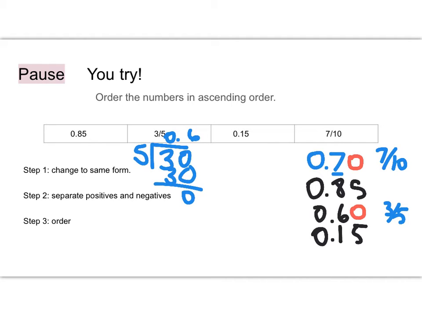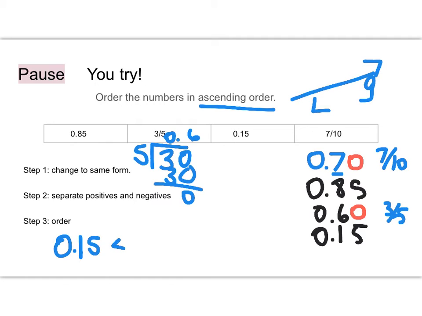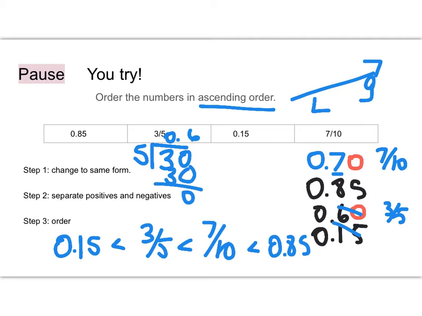Alright, so I am putting them in ascending order again, and that is least to greatest. So which one is the smallest? If I think in terms of money, 15 cents is definitely the least amount. So that is 15 hundredths is less than, the next least amount is 3/5, is less than 70 or 7/10, which is less than 85 hundredths. This is the correct order when you're putting them in order from least to greatest.